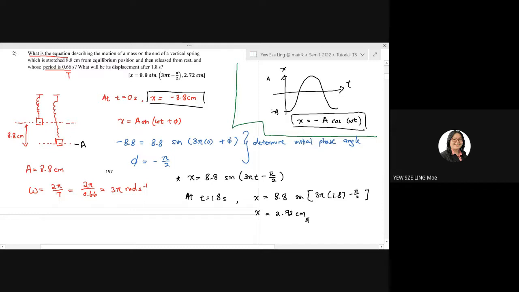Okay, 2 minutes for you to write it down again before we move on to the next question. If there's anything you don't understand, you must ask, because we are still on the basics of simple harmonic motion by just looking at the equations only.